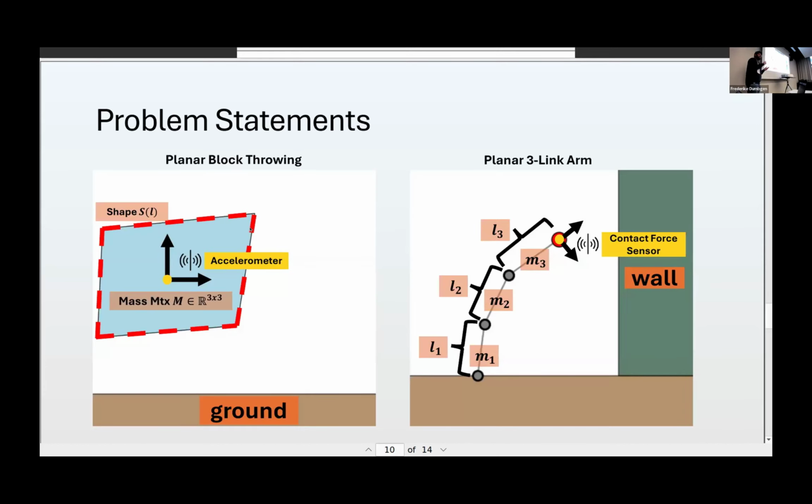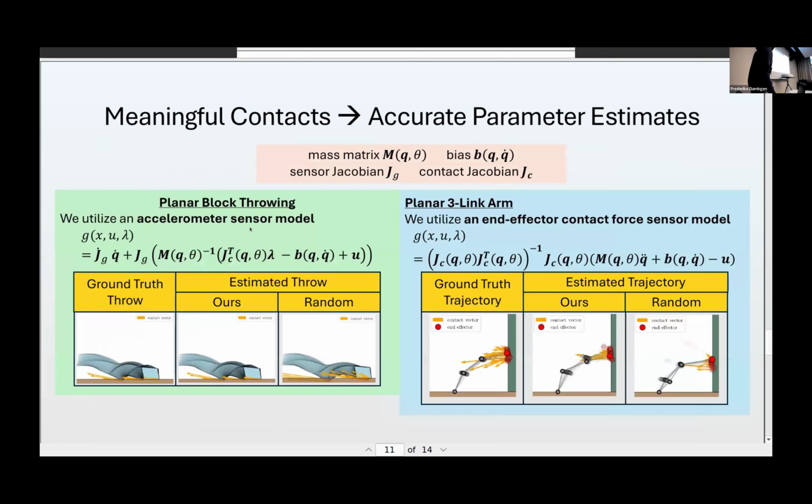So for our problem statements here, we've introduced two different problems. One problem is a block throwing problem, where we would like to throw a block with unknown mass and unknown shape, in the presence of contact with a flat ground. And all we have access to in terms of our sensors is an accelerometer. And so the question is, what is the right throw to make that excites the most information-rich contact that can best describe our unknown parameters theta? Similarly, we do this with more of a control problem where we'd like to control our three-link planar arm with unknown mass and length of the links that happens to be contacting a nearby wall, and all we have access to is a contact sensor. So more meaningful contact yields accurate parameter estimates.